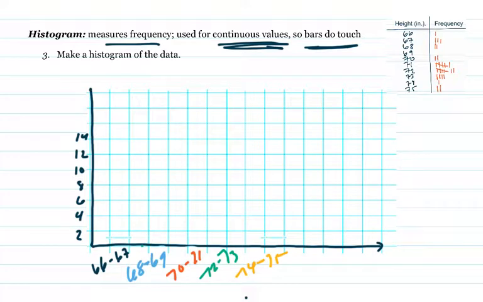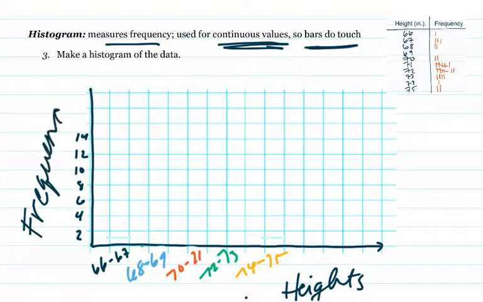So here I'm going to label the bottom as heights, and this side on a histogram is always going to be the frequency, because it is a graph that shows frequency. Then we look at our values. Again, for 66 and 67, there were 4. So that comes up to here, and I'm making my bars 2 wide. 68 to 69, there were 2.